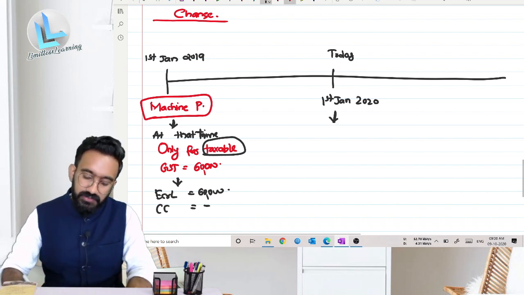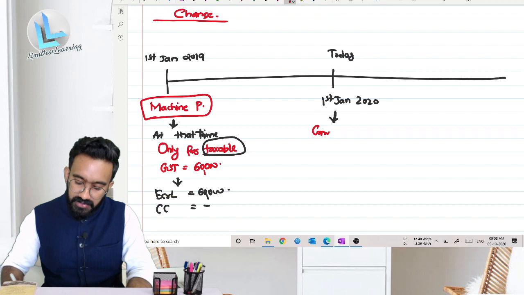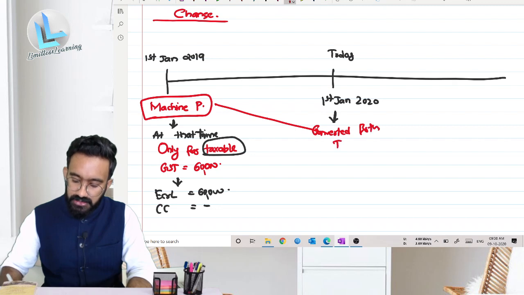But on 1st of January 2020, you converted this machine, or this particular machine P started being used for both taxable and exempted.